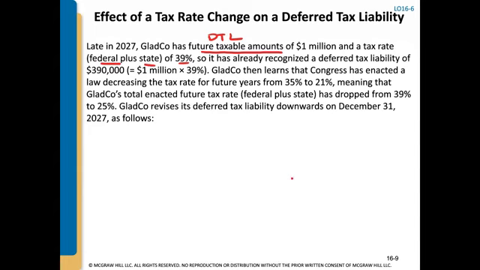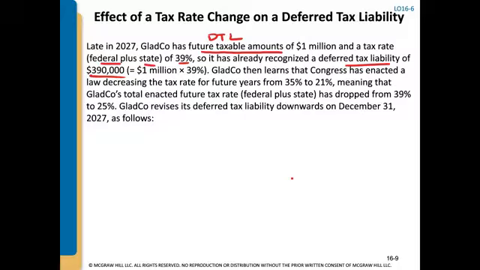So every corporation has to pay federal taxes, and in addition to that, they have to pay state taxes for any state that they're doing business in. So Gladco has a deferred tax liability for $1 million at a tax rate of 39%, and it has already recognized a deferred tax liability of $390,000. This just tells us that their starting balance in their deferred tax liability is $390,000, before we have a tax rate change.